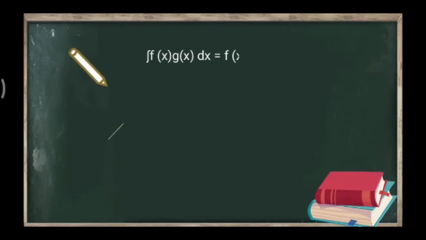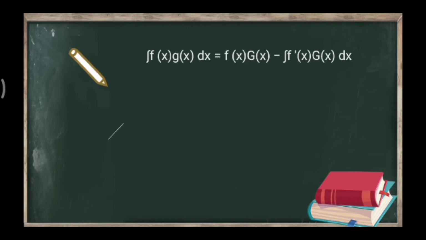This formula allows us to integrate f of x, g of x by integrating f prime of x, G of x instead, and in many cases, the net effect is to replace a difficult integration with an easier one. The application of this formula is called integration by parts.